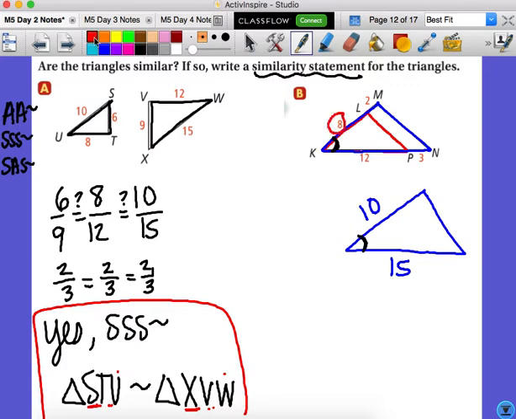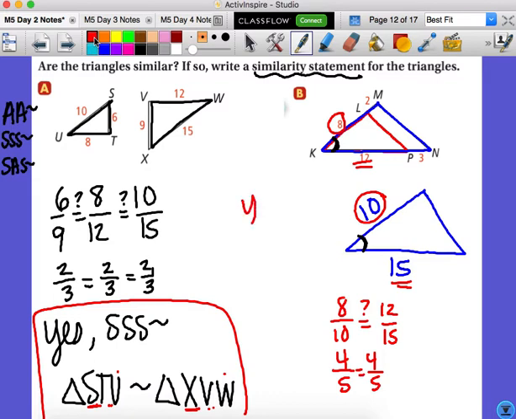So I want to see, is 8 over 10 truly equal to 12 over 15? Looking at the first one, they're both divisible by 2, so that's 4/5. And looking at the second one, they're both divisible by 3, so that is 4/5. So yes, the two sides are proportional. We have the angle in between. So yes, these are similar by side, angle, side, similarity. And then I want to write my similarity statement by saying KLP is similar to KMN, mimicking that order.